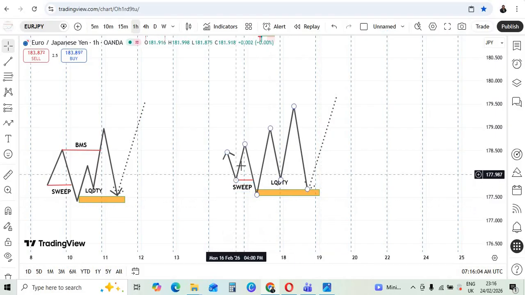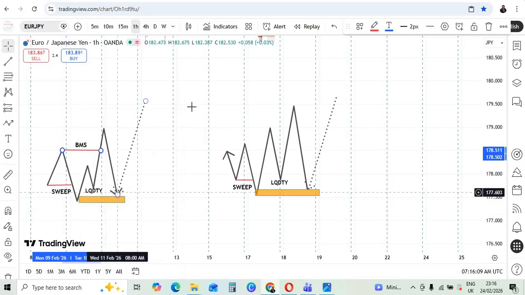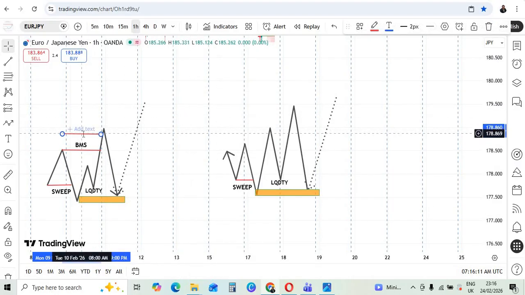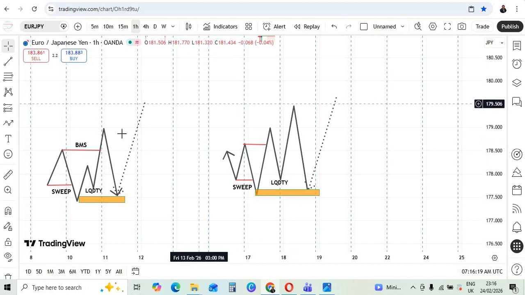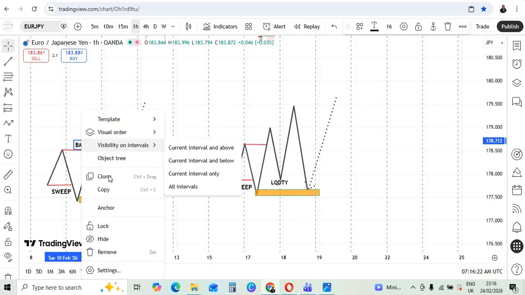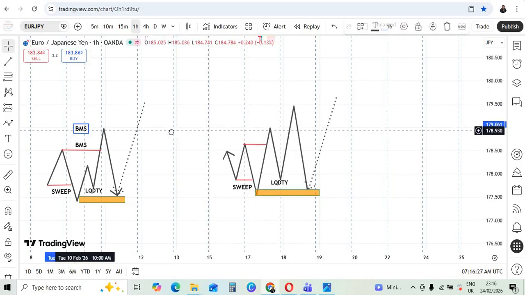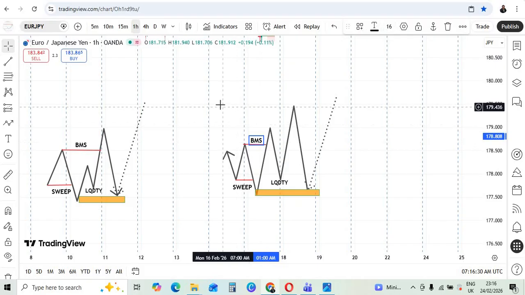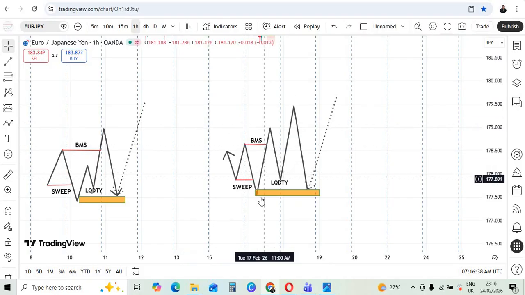This is a sweep of the last low. And we're having a break. Break of the last high. A break, a sweep and a break. Can you see? Then a pullback. Can you see this pullback?